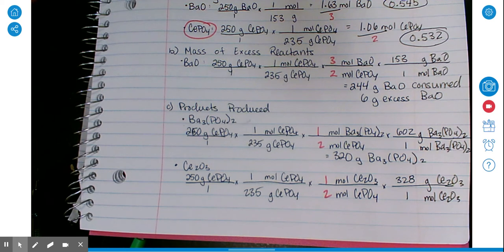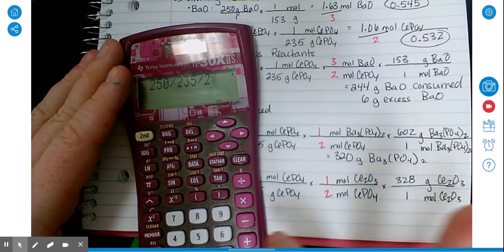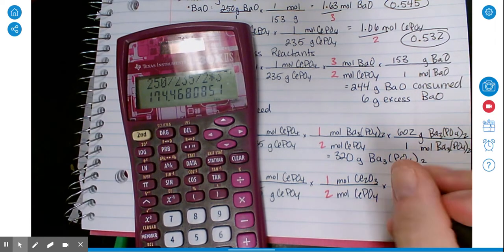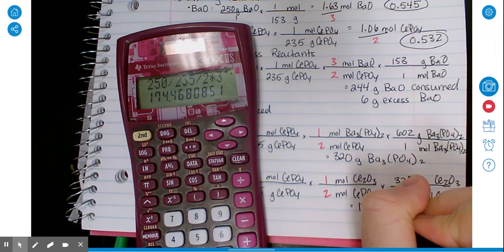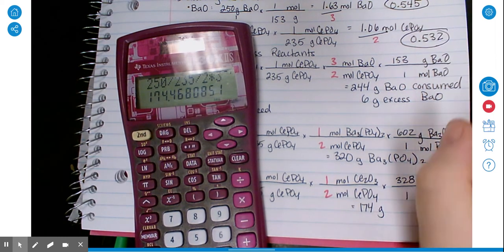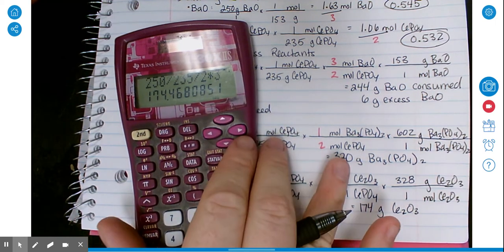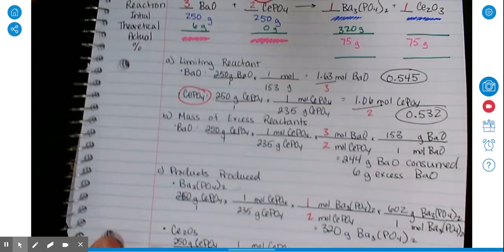Type that into a calculator, 250 divide 235, divide 2 times 328. And I am going to end up with 174 grams of cerium oxide. So 174 grams of the Ce2O3.